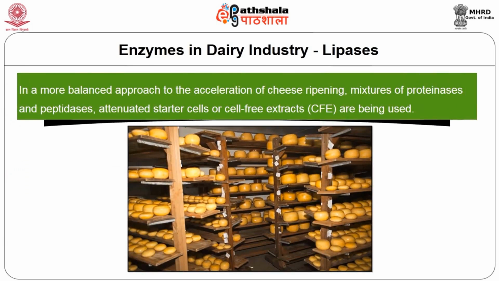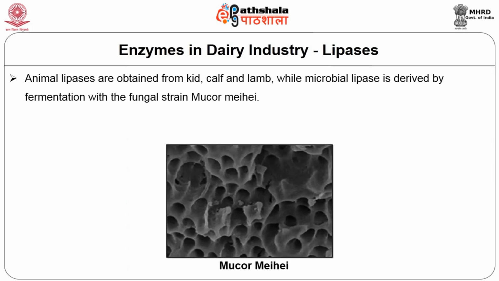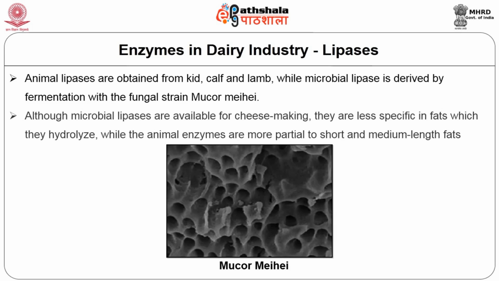In a more balanced approach to the acceleration of cheese ripening, mixtures of proteases and peptidases, attenuated starter cells or cell-free extracts are being used. Animal lipases are obtained from kid, calf and lamb, while microbial lipase is derived from fermentation with the fungal strain Mucor species. Although microbial lipases are available for cheese making, they are less specific in fats which they hydrolyze, while the animal enzymes are more partial to short and medium length fats.